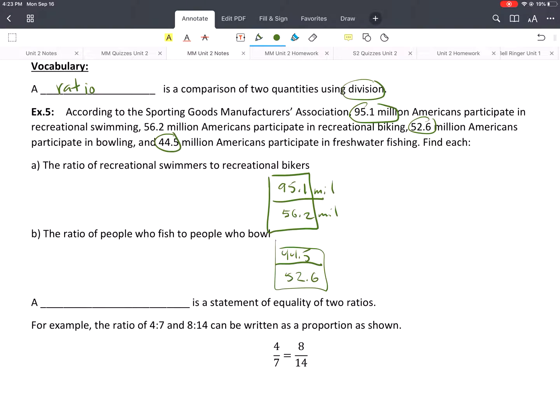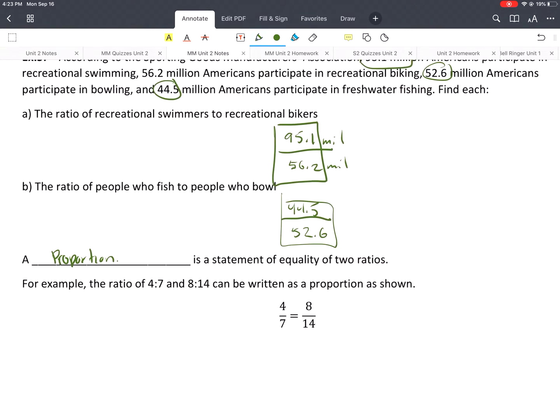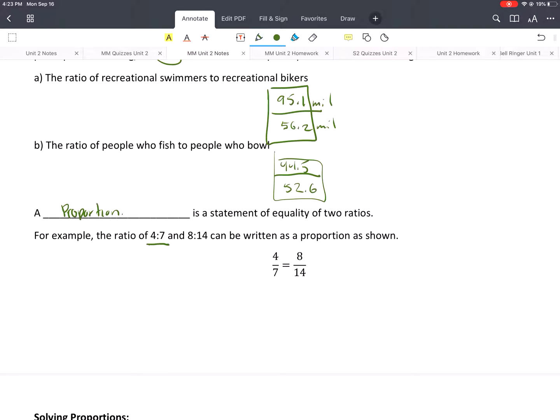Proportion, this is our next thing. A proportion is a statement of equality of two ratios. Okay. So for example, we have a ratio of 4:7, and 8:14 can be written as a proportion. So 4/7 is equal to 8/14. And you could prove it yourself by simplifying, which would give us 4/7. Okay, so they are proportional.